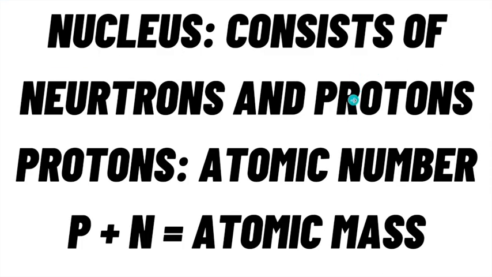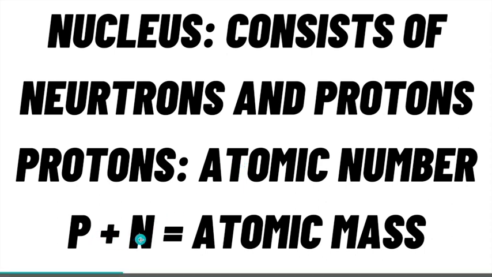The nucleus consists of neutrons and protons. The number of protons is the atomic number. The periodic table is determined by the atomic number. The number of protons plus the number of neutrons in the nucleus is the atomic mass.